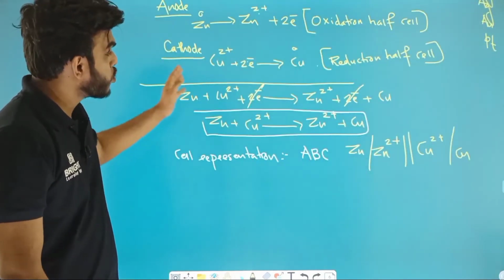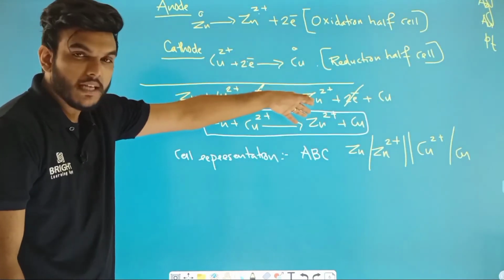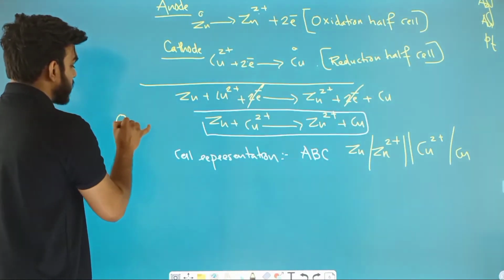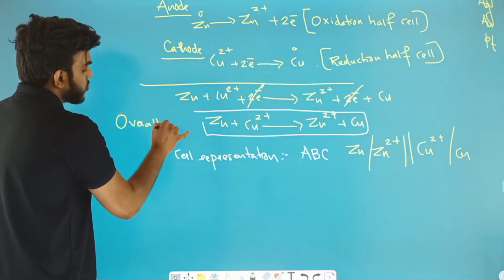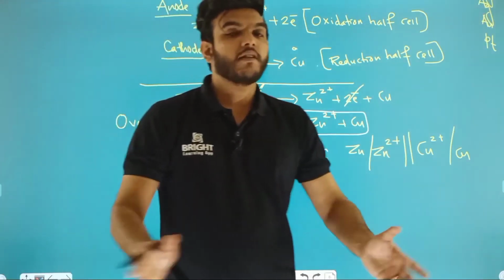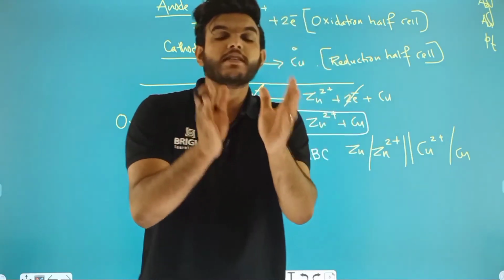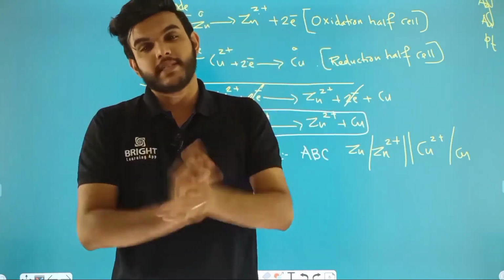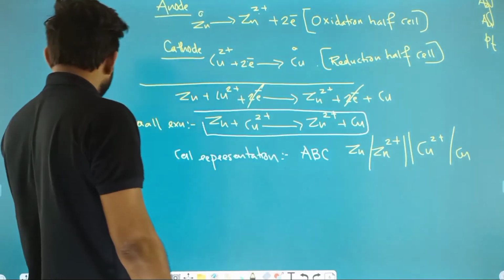You have to know how to draw the overall reaction. You have to cancel the 2 electrons. It will become this, which acts as the overall reaction. And you have to know how to do the cell representation. This is the basic concept of the galvanic cell, voltaic cell, Daniell cell. So we can move further.